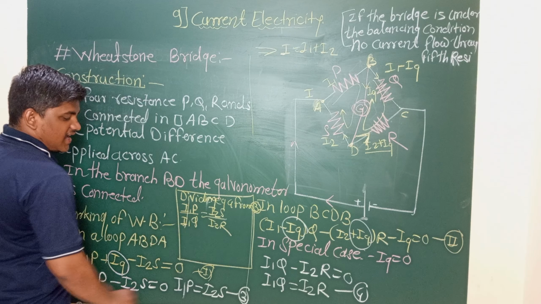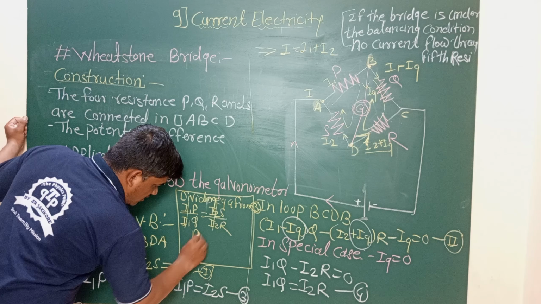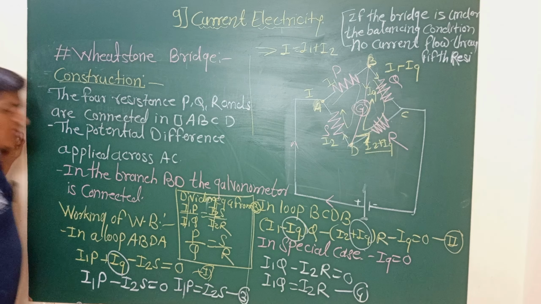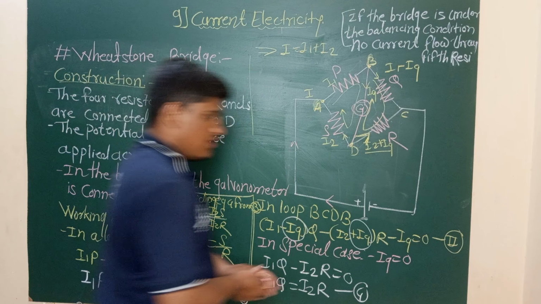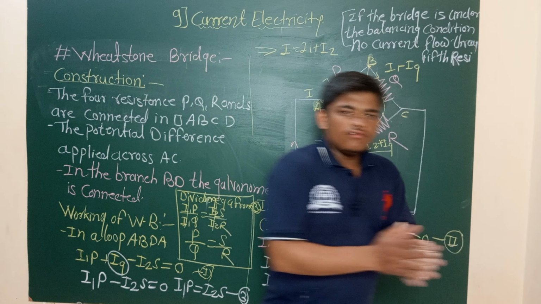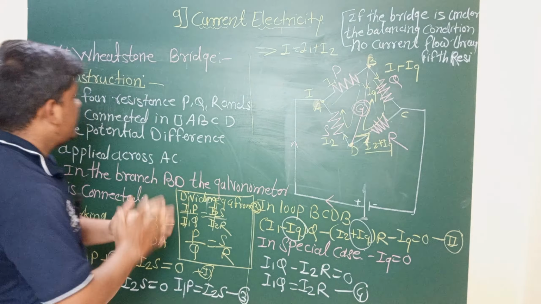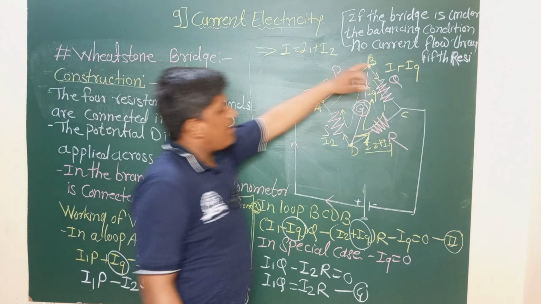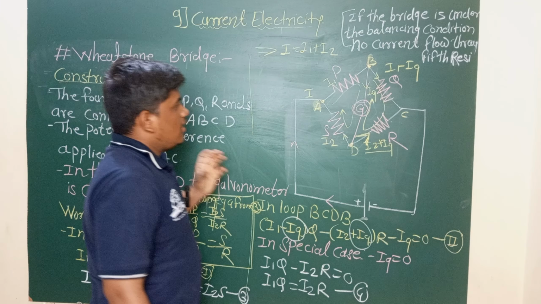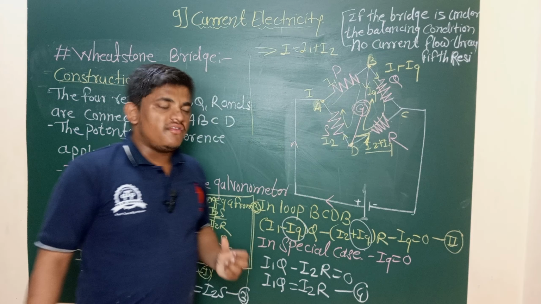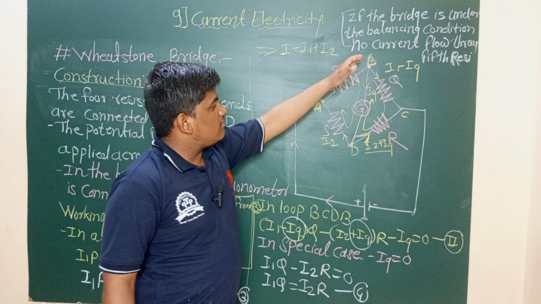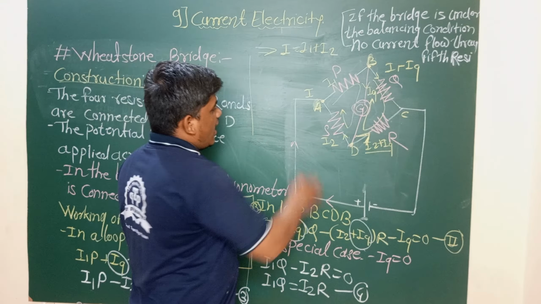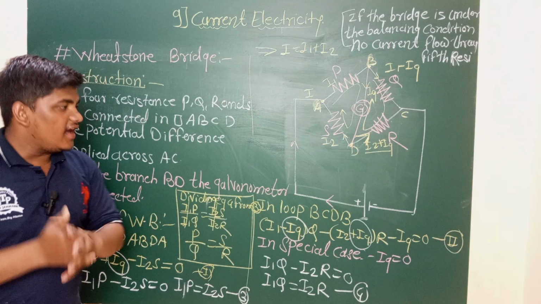The I1 gets cancelled, I2 gets cancelled, P upon Q equal to S upon R. This is all about the Wheatstone Bridge. It is one of the bridges. We have connected four different resistors P, Q, R and S in the quadrilateral A, B, C, D. The P resistor is connected in the branch AB, Q in the branch BC, R in the branch DC, and S in the branch AD.